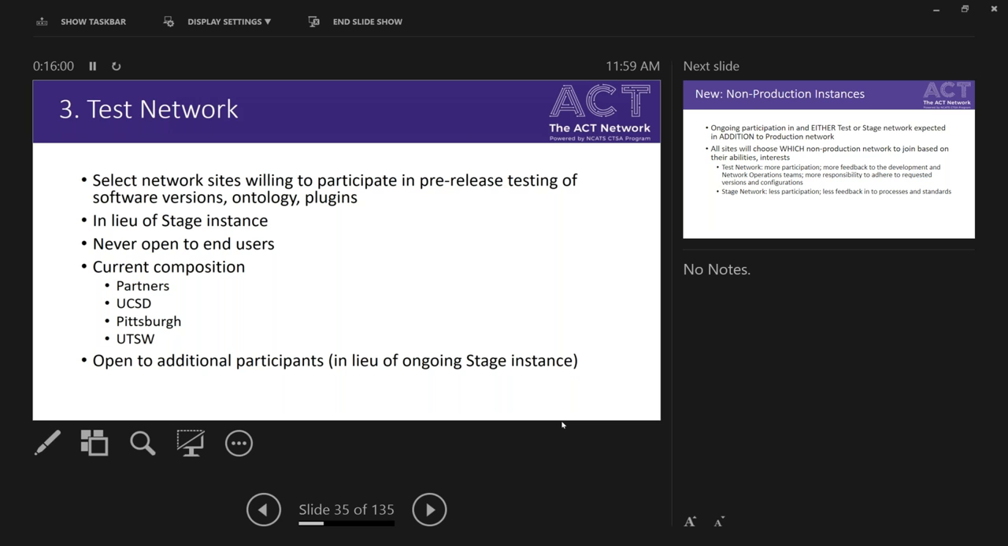A lot of times the test network will be on a different version of ontology, software, et cetera, than the stage or production networks, because this is where we're doing acceptance testing, if you will, for software that's coming out, to make sure that it's going to work and meet the needs of the network before we push it out further. We also have to thank the test sites because they help us gauge how difficult it's going to be to install. They help us refine our installation instructions. So the test network is important to us, and we are open to further participants if you're able to help out that way.